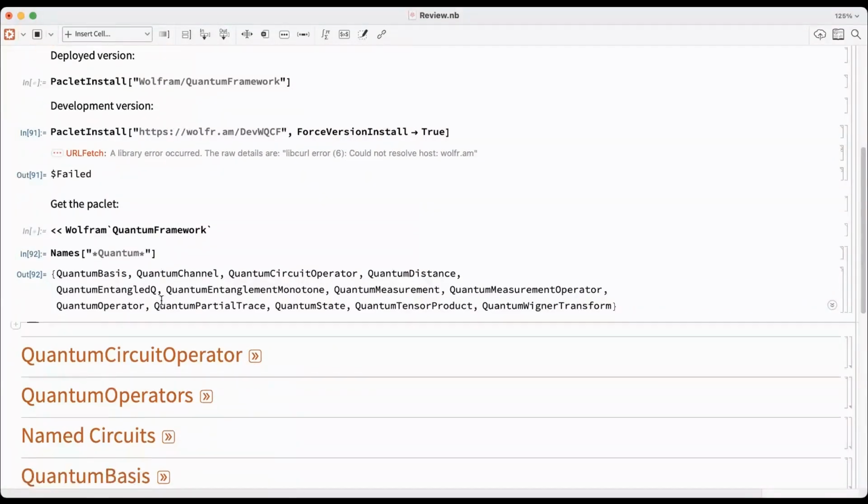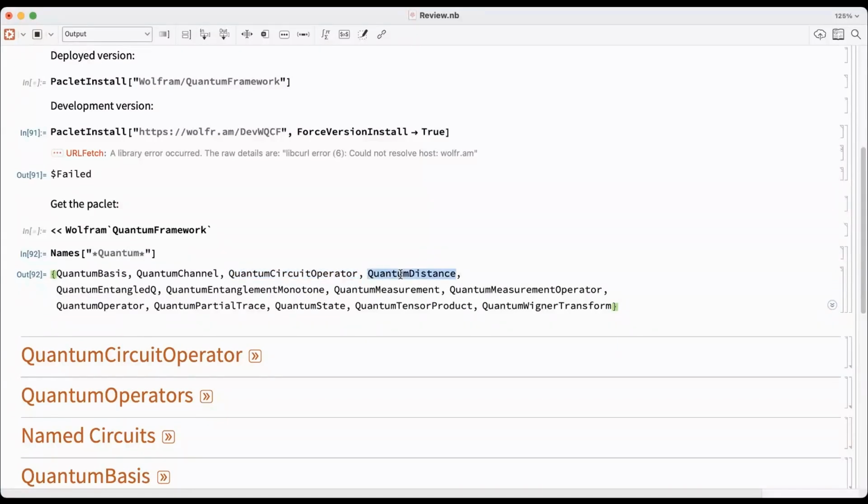So anyhow, these are the collection of functions to do any quantum computation. Some of them are designed for something very specific. For example, quantum basis is for quantum basis, quantum channel is for quantum channel, and quantum circuit operator is the function that we are going to use for circuit design. But some of them are not for a very specific quantum object.